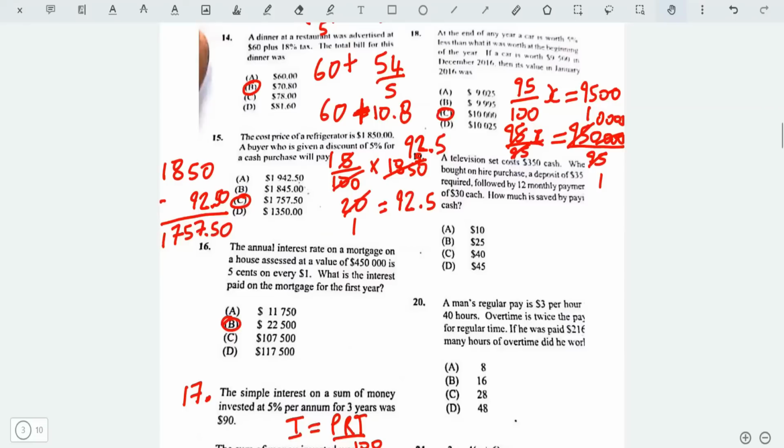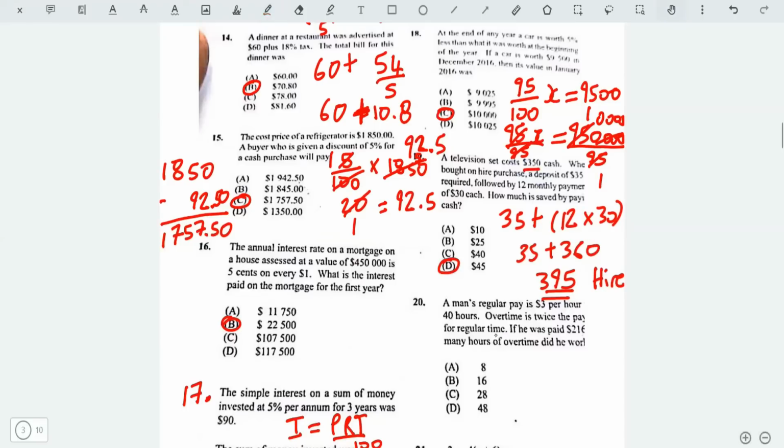All right, so it tells us that this is how much it costs if you just pay with cash. But if you buy with hire purchase, first you have to pay a $35 deposit, and then you have to pay $30 for 12 months. 12 times 30 is 360. 360 plus 35 is 395. So this is what you'd pay on hire purchase. Now, 395 compared to 350, you save $45 if you just buy it with cash.